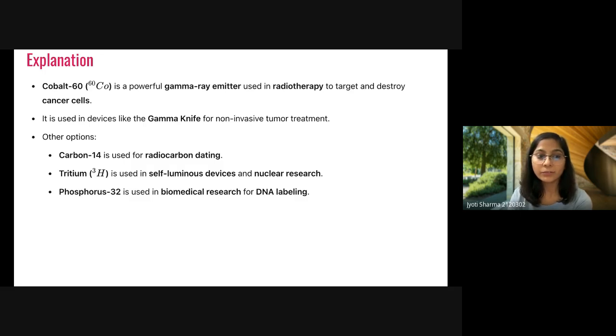And we already have talked about carbon 14 for radiocarbon dating. Tritium, that is hydrogen 3, is used in self-luminous devices and nuclear research. Phosphorus 32 is used in biomedical research for DNA labeling, because we know that DNA has phosphorus in its structure. So that's why this is used for DNA labeling. So the right answer is cobalt 60.